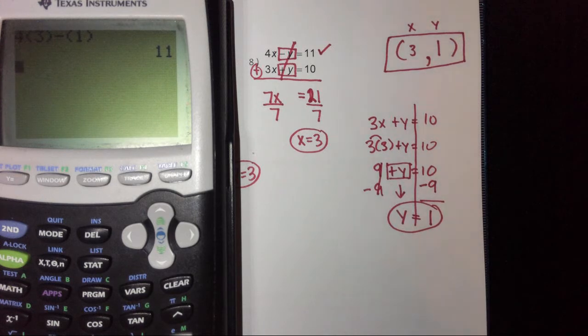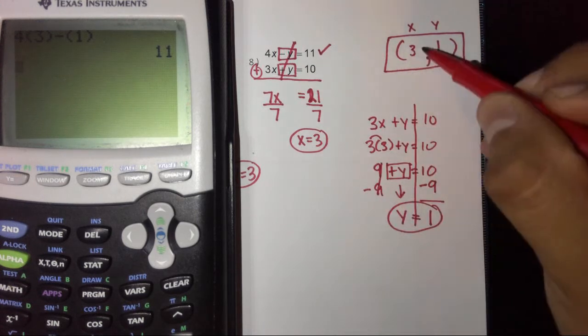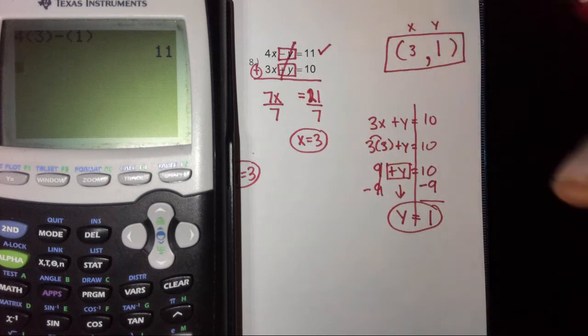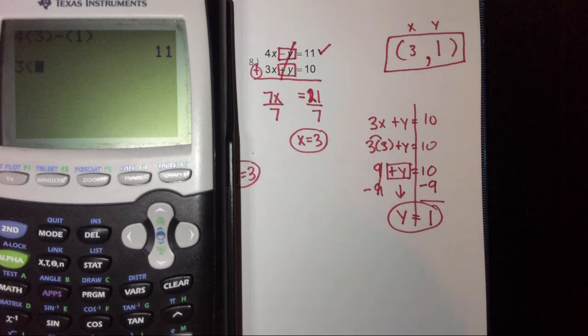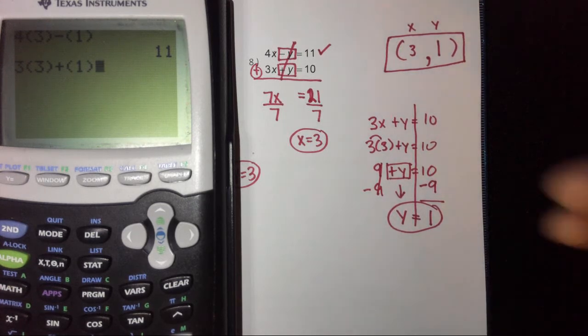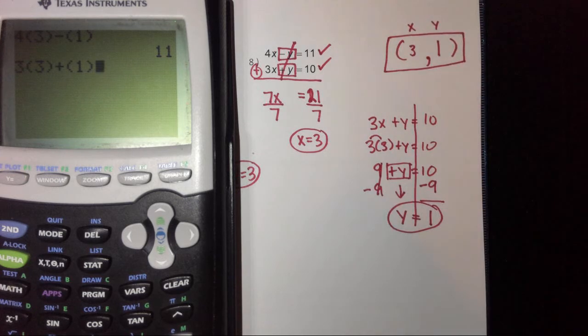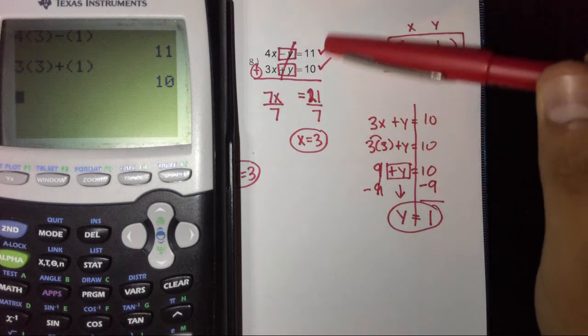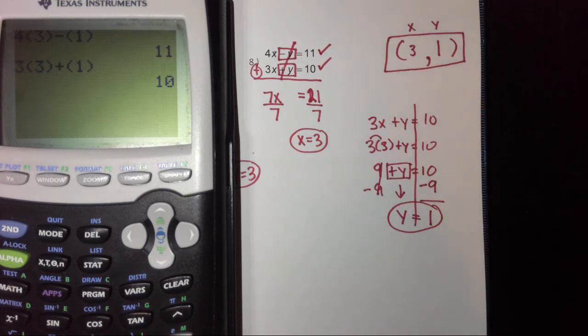Then I would just go down to the bottom equation, do the same thing, plug in the x, plug in the y, check to see if it makes sense. So 3 parentheses 3 plus my y, or in other words, plus 1. Again, if I did this correctly, I should get 10. That's a really, really fast way to check on your test to see if you work these problems out correctly.